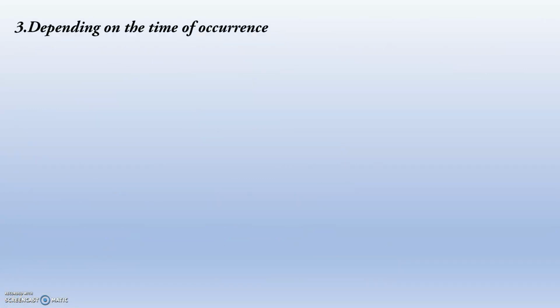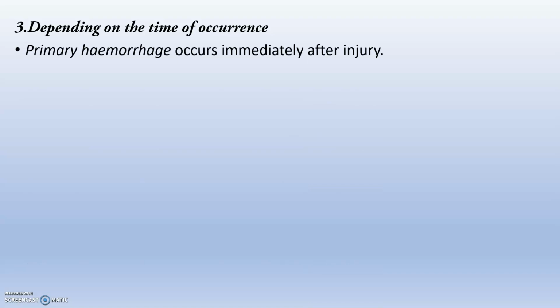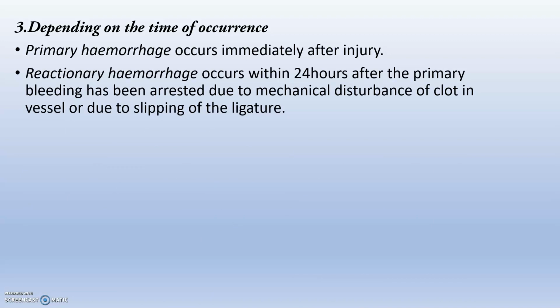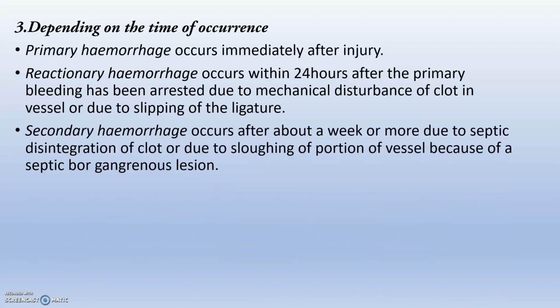Next is classification depending on the time of occurrence of hemorrhage. Primary hemorrhage occurs immediately after injury. Reactionary hemorrhage occurs within 24 hours after the primary bleeding has been arrested, due to mechanical disturbance of the clot in the vessel or due to slipping of the ligature. Secondary hemorrhage occurs after about a week or more due to septic disintegration of the clot or due to sloughing of a portion of the vessel because of septic or gangrenous lesions. So whenever the wound has gone into sepsis or gangrene is present, secondary hemorrhage will be very common.